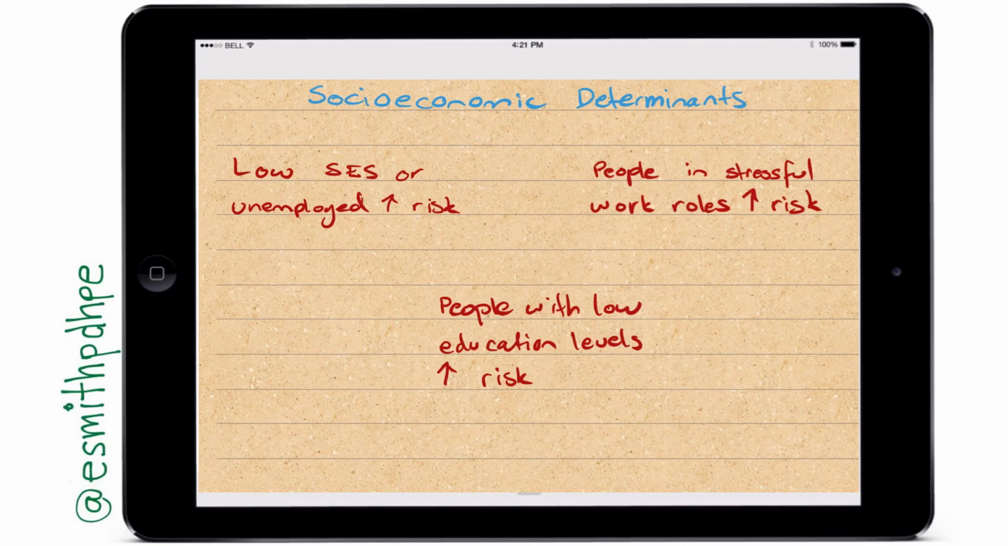Moving on to socioeconomic determinants, if we have a look at low socioeconomic or unemployed, they have an increased risk of cardiovascular disease. People who work in stressful work roles also have an increased risk due to the increased stress placed on the body and the heart. And people with low education levels also have an increased risk of obtaining cardiovascular disease.